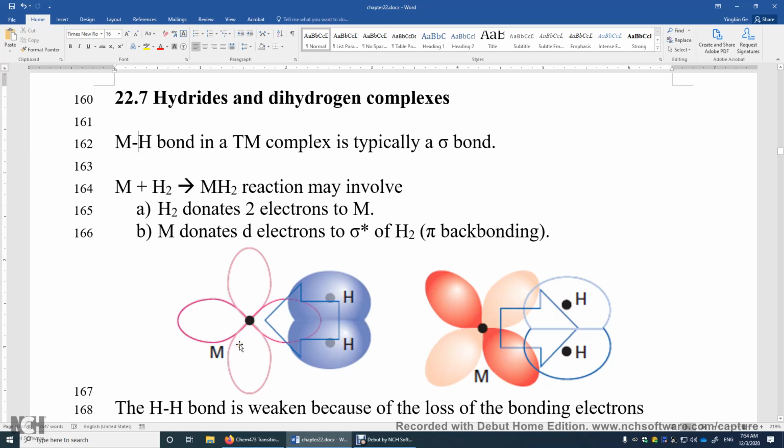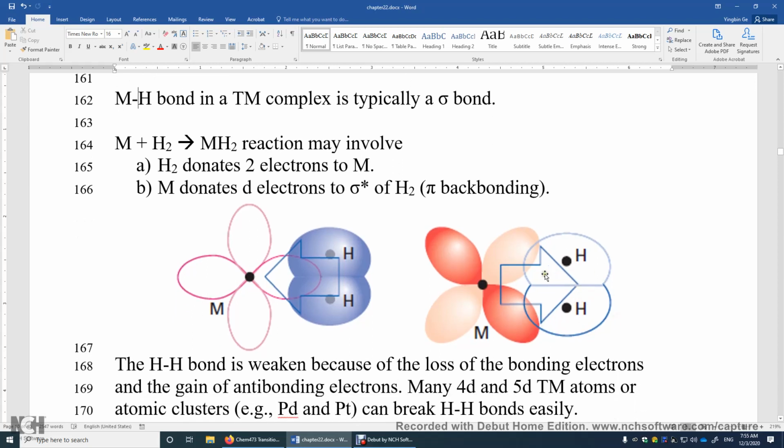At the same time, if there are d electrons in this transition metal, these electrons may flow into the sigma star antibonding orbital of H2. So this is a sigma star antibonding orbital. Let's say this is negative phase, positive phase, negative phase, positive phase. Therefore, this is constructive interference between a negative phase and a negative phase, between a positive phase and a positive phase. So this constructive interference tells us the 3d electrons can flow into the antibonding orbital of this dihydrogen molecule.